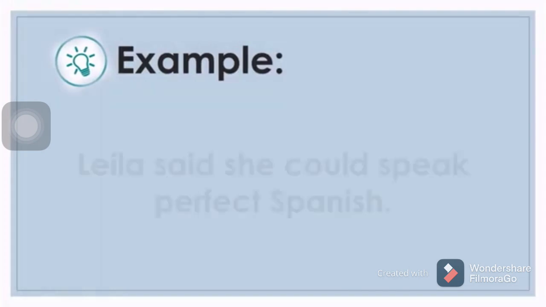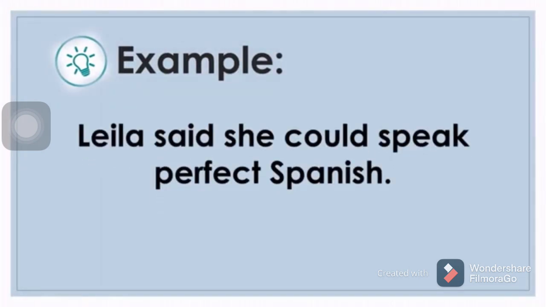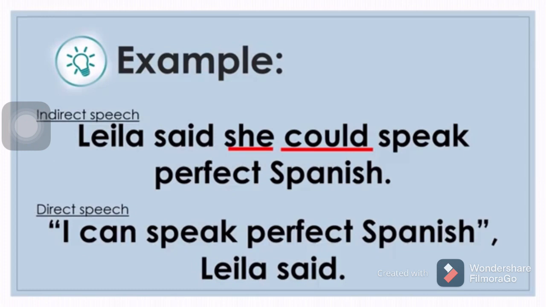Another example. Lila said she could speak perfect Spanish. Notice that there are no longer quotation marks and there is the addition of a pronoun she, and she of course agrees with the subject, which is Lila. Lila is a girl, and there is the addition of the past form of the verb, could. Now, let's compare the indirect speech example and the direct speech example. Have you noticed the difference?